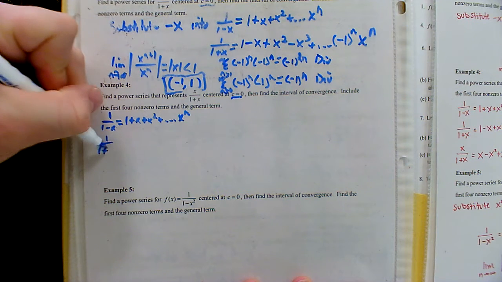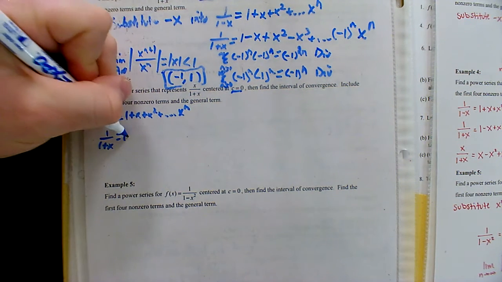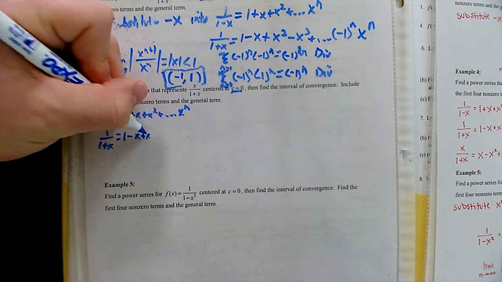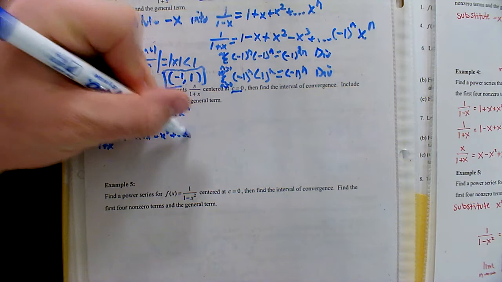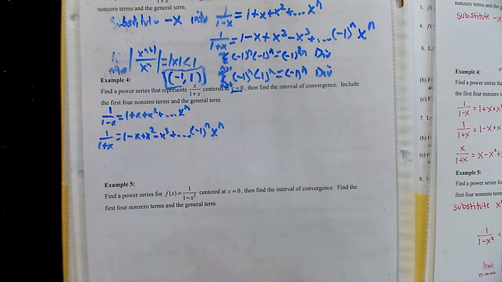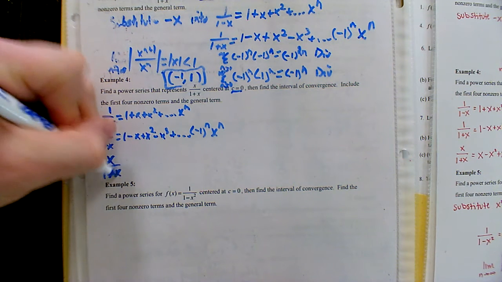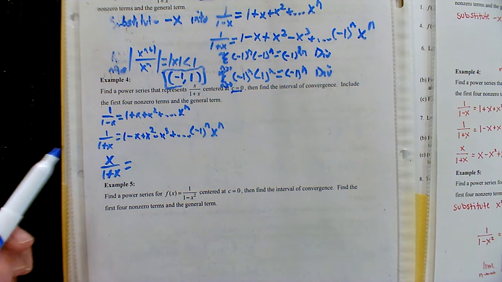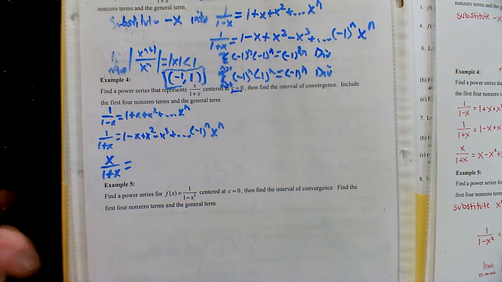Again, writing it will help us remember that. 1 over 1 plus x, that's the one we had from up above. 1 minus x plus x squared, and again, that pattern is going to continue, minus x to the third, dot dot dot. Now the one we're going after would be x over 1 plus x. So think about this. Remember, we said this is like a geometric series because we saw that summation on those first few examples we tried.